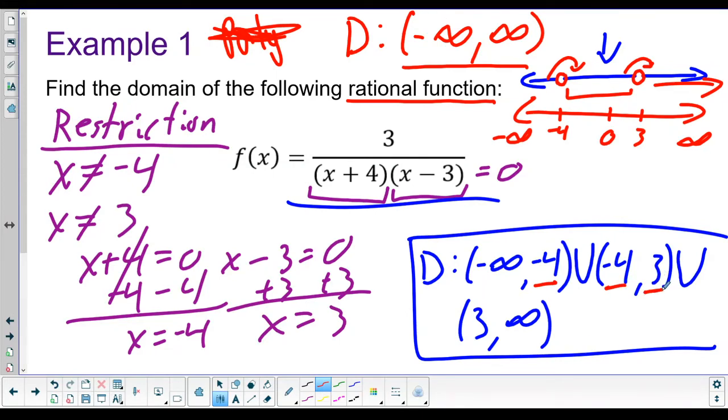This interval ends with 3, and the next one starts with 3. That should pretty much always happen for rational functions. I can't think of a function where that won't happen, but in math, I'm very cautious to say always and never.